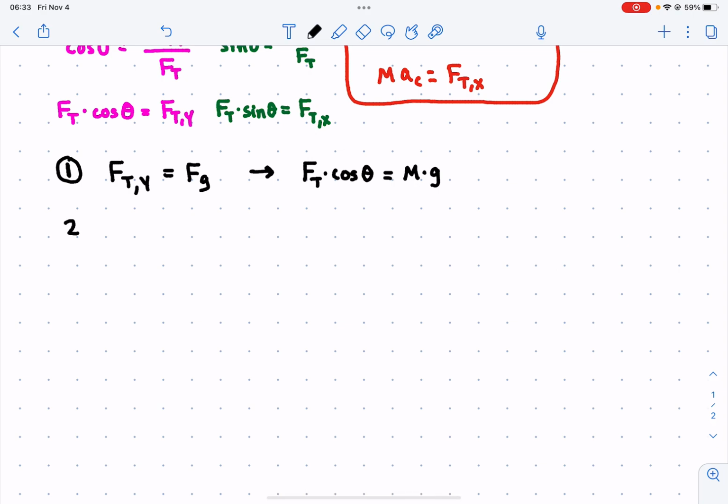My second equation in my system of equations was that m a_c is equal to the x component of tension. But I now know a little more, and I know that this is going to equal m times the centripetal acceleration, v squared over r, and the tension force in the x component is going to be F_T sine theta.